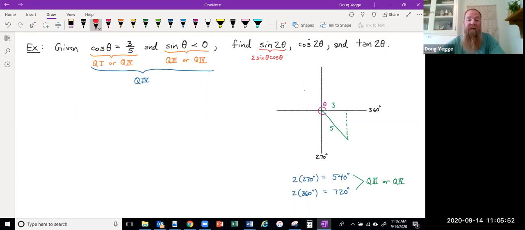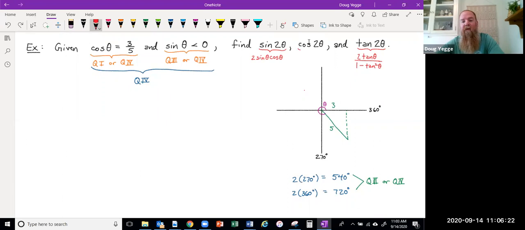So I'm going to have to know sine and cosine to be able to do this problem. Tangent of 2 theta is the same as 2 tangent of theta divided by 1 minus tangent squared theta. So that means I'm going to have to know information about tangent theta in order to do this problem. Unfortunately, all I'm given is cosine theta, so I can't do either one of those yet.